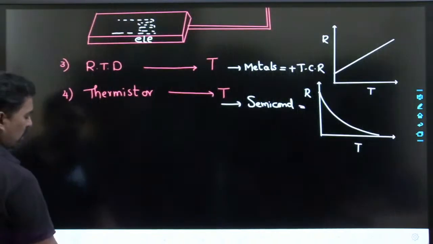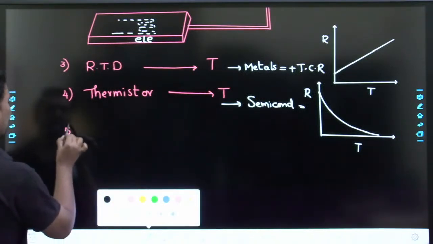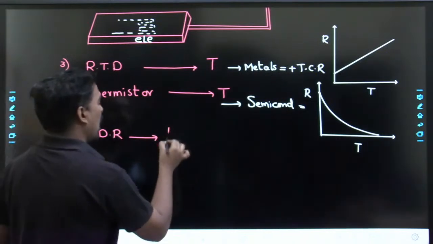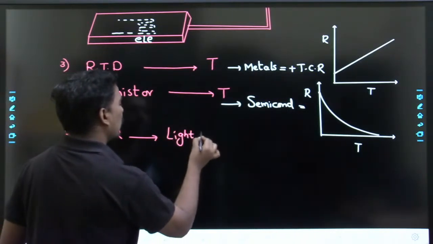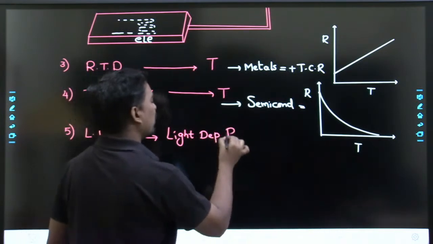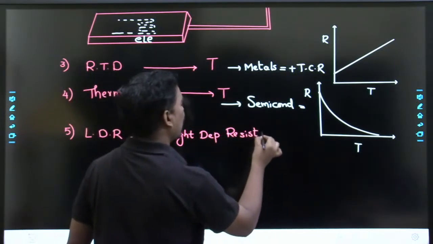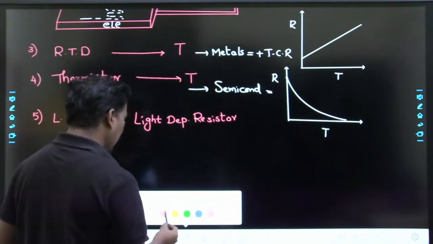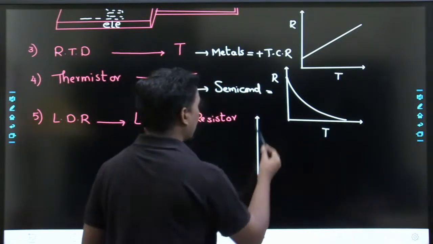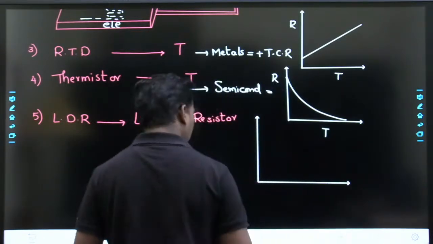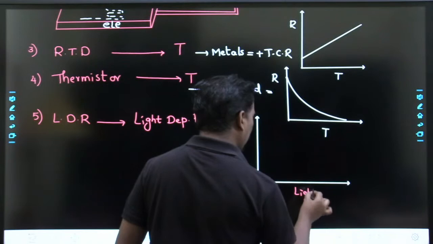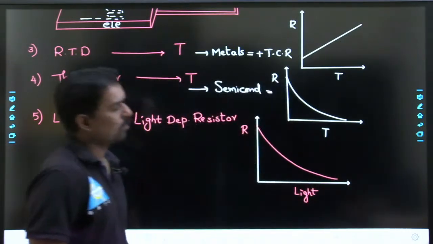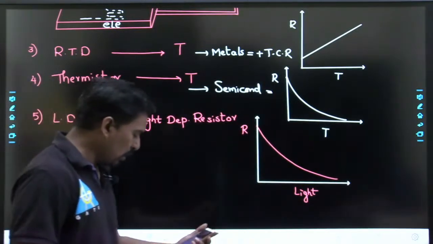Next comes LDR. LDR stands for light dependent resistor. What is happening here, my dear student? As the light intensity is increasing, its resistance is going to decrease. So this is our light intensity. As the light intensity is increasing, its resistance is going to decrease exponentially. So this much basic knowledge you should have.